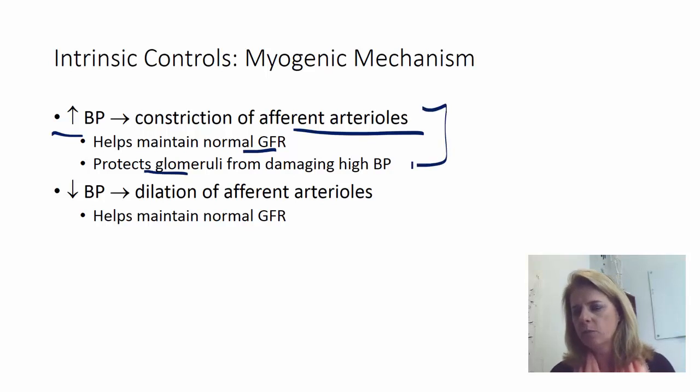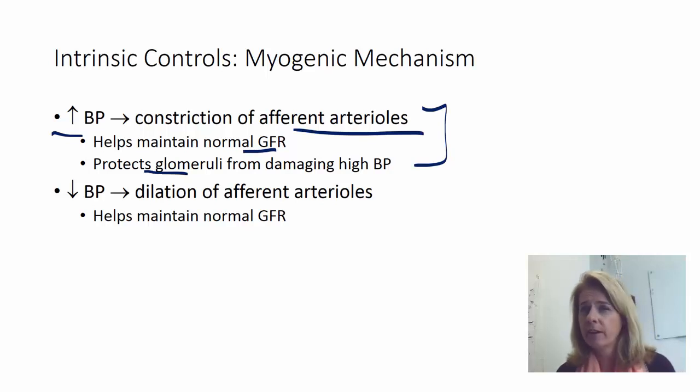Now, this is one of the things that over time, eventually this myogenic mechanism just can't keep up. So people that have chronic high blood pressure that's not treated, or even if it is treated it just stays high and they can't seem to get it down, constant high blood pressure finally puts pressure on those glomeruli and they start to blow out and scar. So that's one of the reasons people with long-term chronic high blood pressure wind up on dialysis and with kidney problems, because that high blood pressure is just wreaking havoc on their glomeruli, and so the kidneys can no longer function correctly. So that's one of the side effects of high blood pressure.